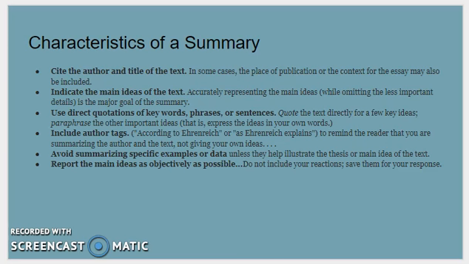So these are the things you're going to need to know how to do on the test. The test will actually ask you which of the following is the best summary of the text. So you'll need to know this. This is very important.